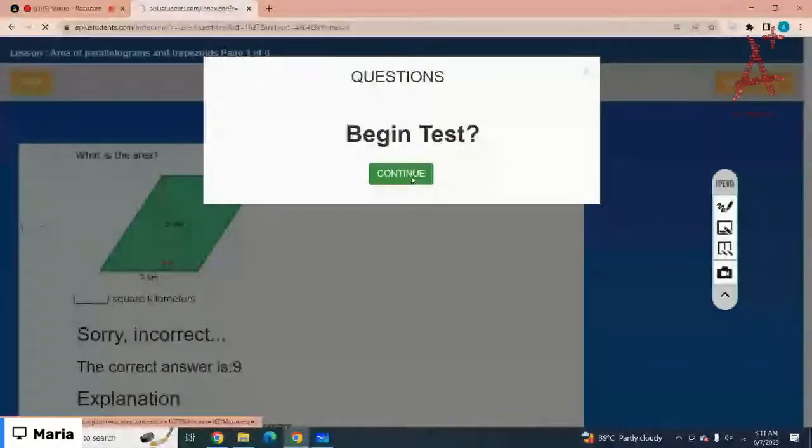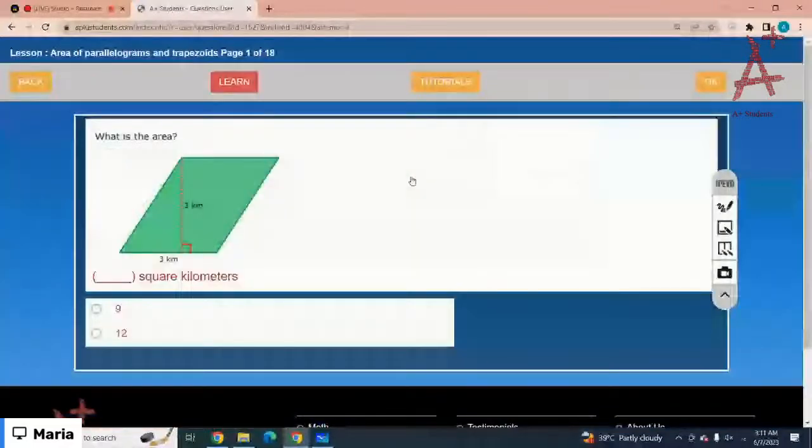Okay, what is the area? You are given the base, that is 3, and you are given the height, that is 3. You have to do base times height. Got it? The shape is parallelogram. Whenever you are working on the parallelograms, the area of the parallelograms would be just base times height. It would be 9. 3 times 3 is 9. Got it?